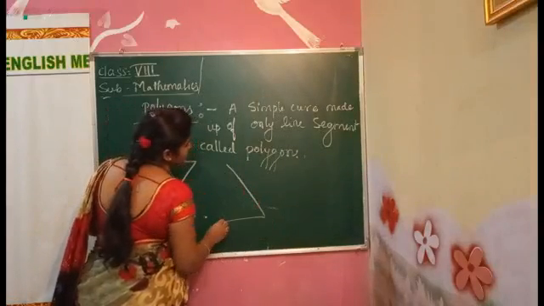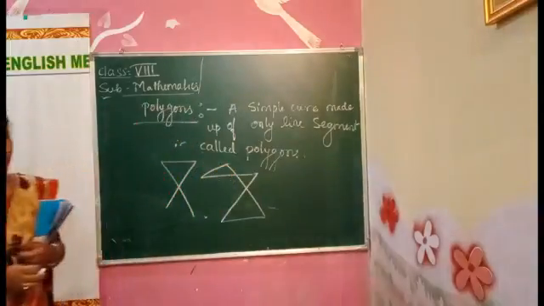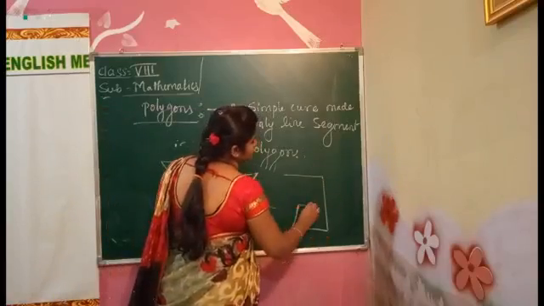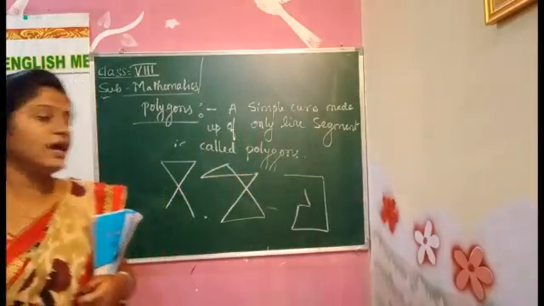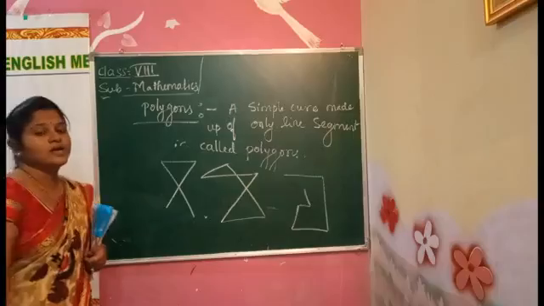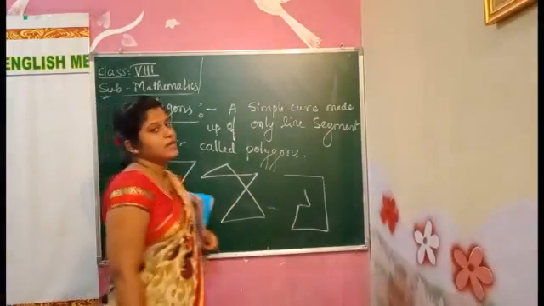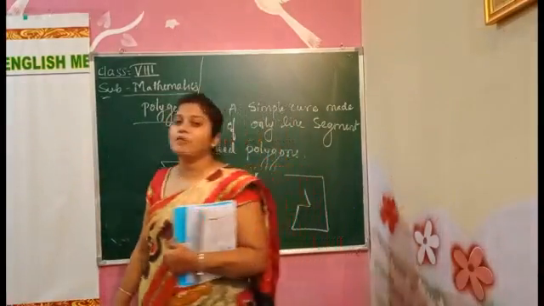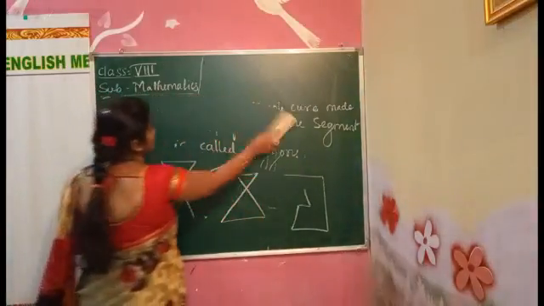One more thing is like this. This is not a polygon. And one more is, this is also not a polygon. Okay, the lines have to join together. Okay, this is called a what? Polygons. The line segments which do not overlap or come over the other one, that is called a polygon.